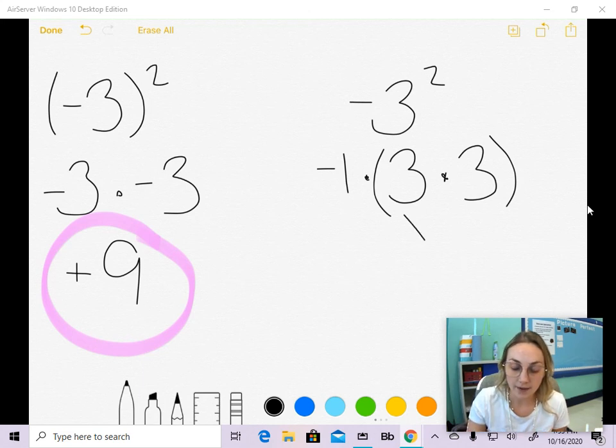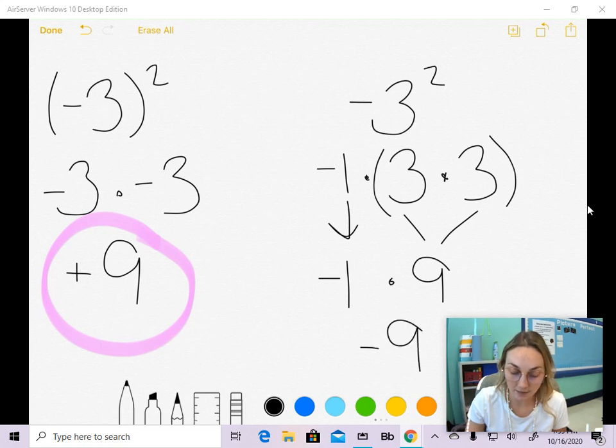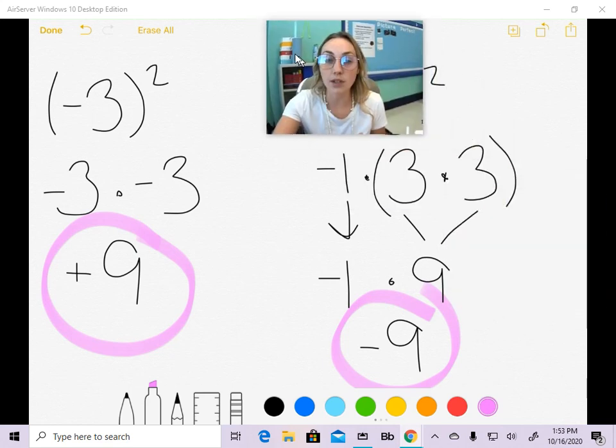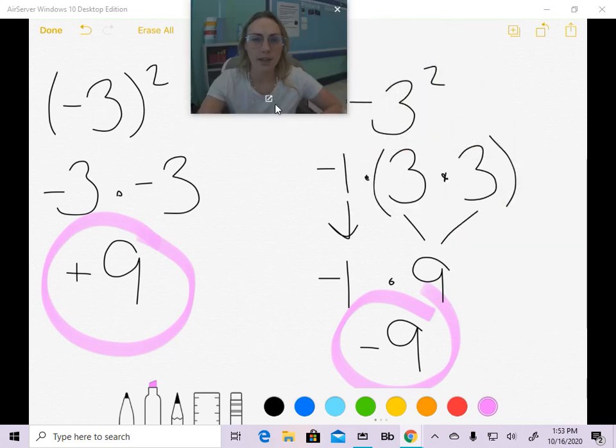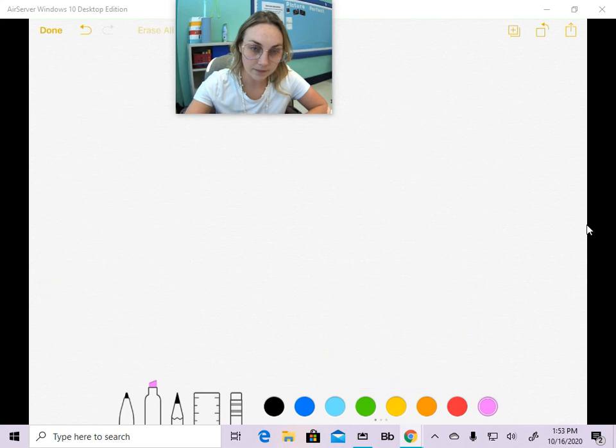So in here we have 3 times 3, again, that is 9. Then we can bring this down, and we have negative 1 multiplied by 9. So this answer would be negative 9. That would be the difference. Whenever you see exponents with negative bases, just make sure you are careful to see whether or not it is in parentheses. Let's do another example real quick.